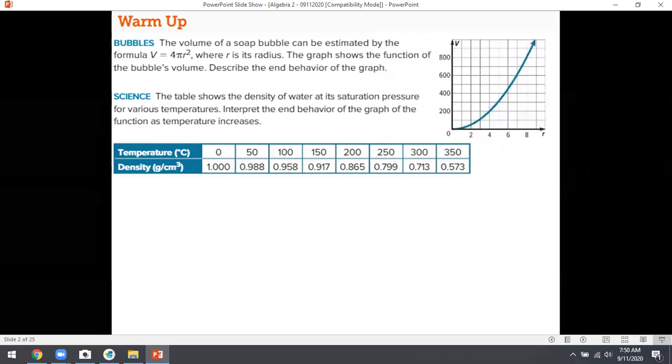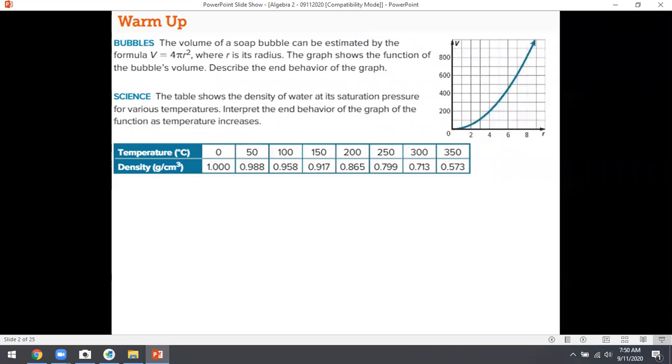Today we have two problems out of the book, bubbles and science. First one, bubbles. The volume of a soap bubble can be estimated by the formula V. What do you think that stands for? Anybody got a guess? Capital V? Volume, yeah. The volume of the bubble equals 4 pi r squared, where r is the radius. The graph shows the function of the bubble's volume. Describe the end behavior of the graph.